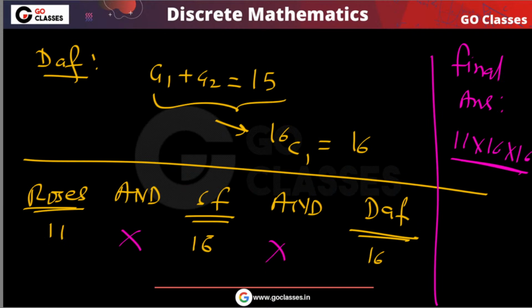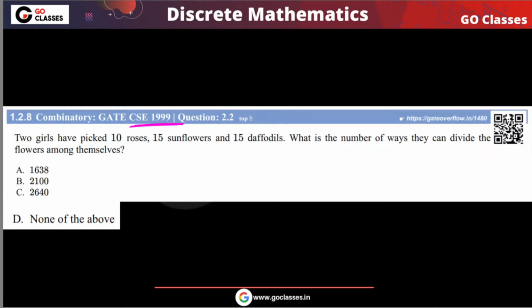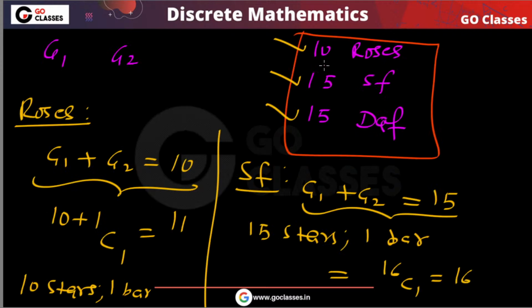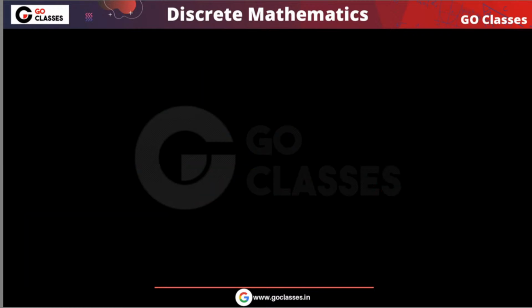You can just check it out. Remember, this is a very simple question, but you can notice you have roses, sunflowers, and daffodils. You can separately distribute them. Yes or no? So this is the point. Finally, you can just multiply. You have to distribute roses, sunflowers, and daffodils. So this is your answer.